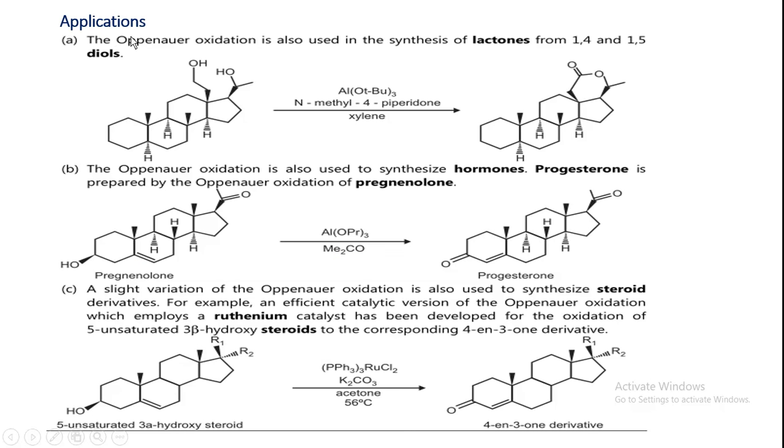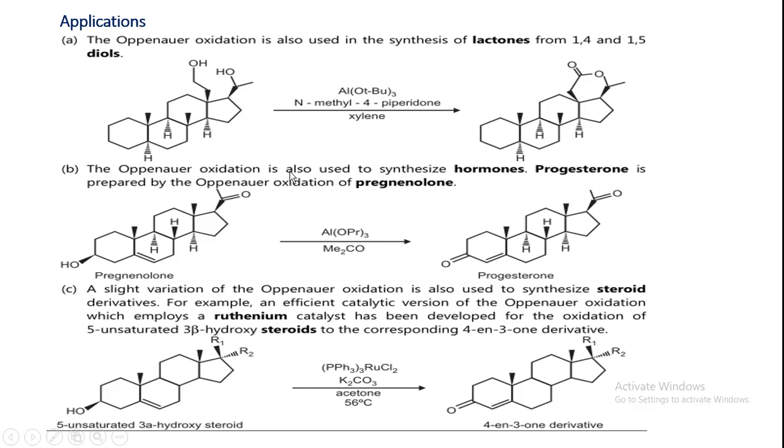Next, the applications. The Oppenauer oxidation is also used in the synthesis of lactones from 1,4 and 1,5 diols. From the 1,4 and 1,5 diols, aluminum butoxide will be used as a reagent. So we are getting this product. Here oxidation is taking place. You see OH here, OH here, and here C double bond O. So ultimately we are getting the oxidized product.